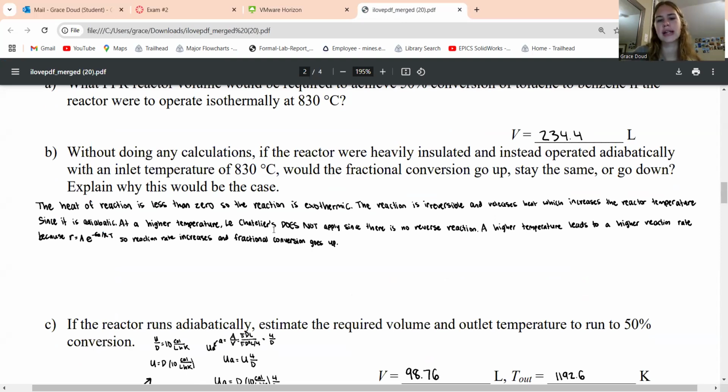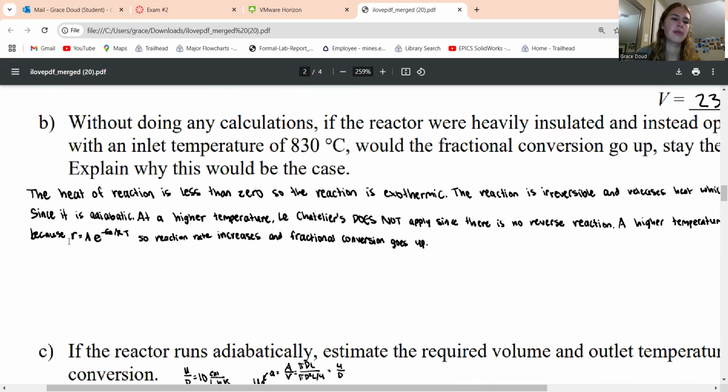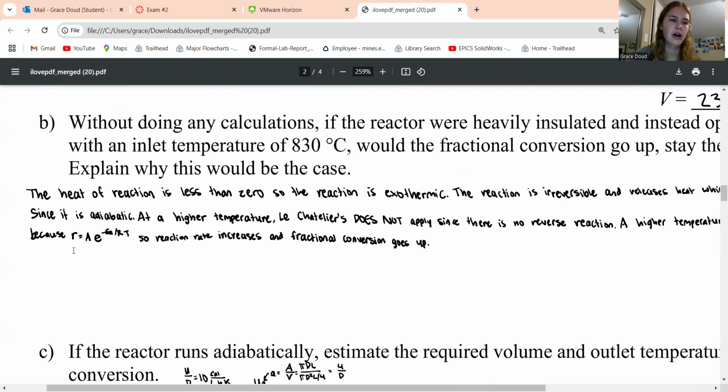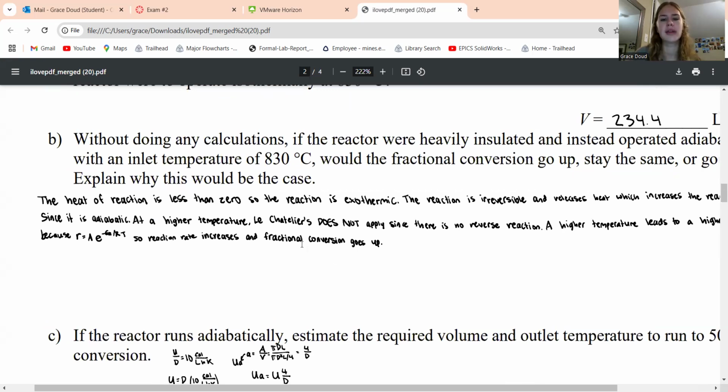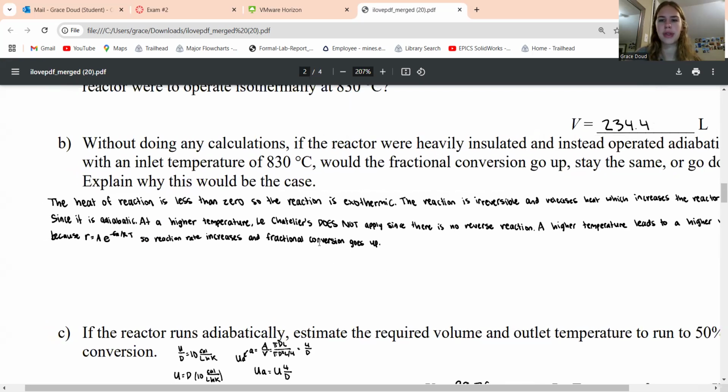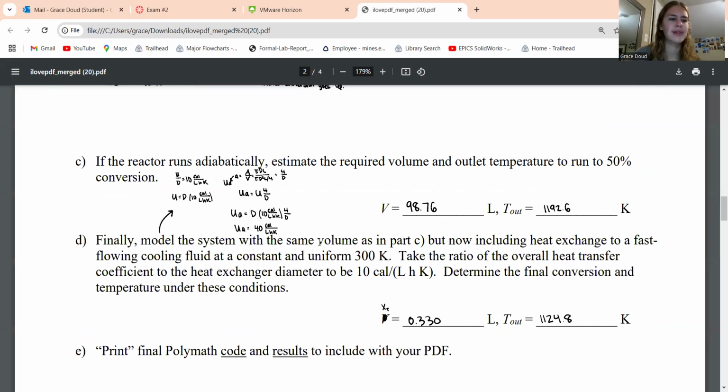So at high temperatures, Le Chatelier's does not apply since there's no reverse reaction. It's not like at a high temperature it can push the reaction back the other way. So at a higher temperature, it's just going to lead to a higher reaction rate, because as T increases, r also increases. So reaction rate increases, and then fractional conversion will also go up with that. Moving right along.